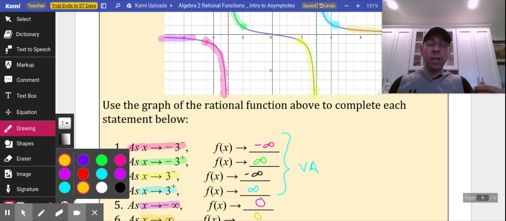Hopefully we bit off quite a bit, but hopefully not too much. And we'll digest all this information about vertical and horizontal asymptotes, and we'll keep building throughout the week as we tackle more rational functions.